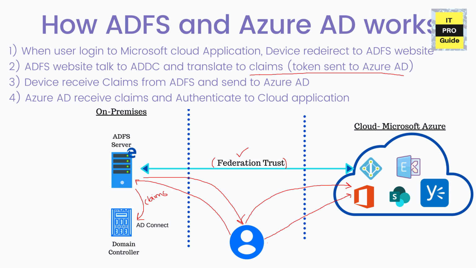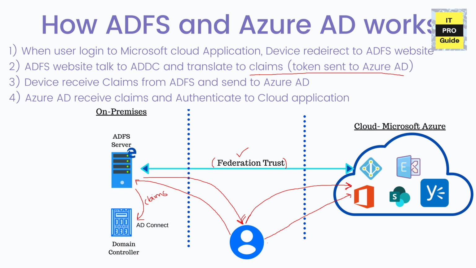So this part is very important. The claims are sent from ADFS to the device, then the device is going to send them to the application to authenticate to the application. So in this case, it is Azure AD that is going to receive the claims from the device, then Azure AD will authenticate you to the application.